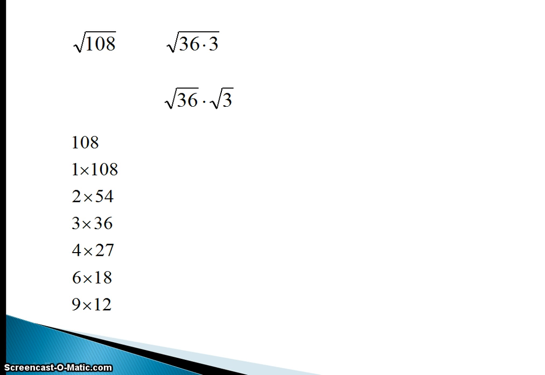The square root of 36 is 6. But the square root of 3 cannot be simplified any further. And so our answer is 6 times the square root of 3. Let's take a look at another example.